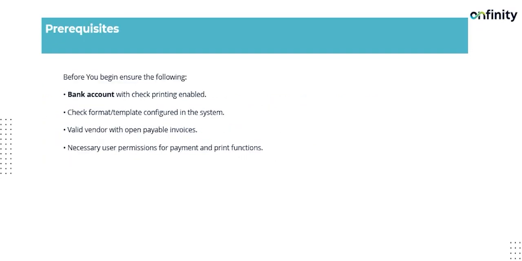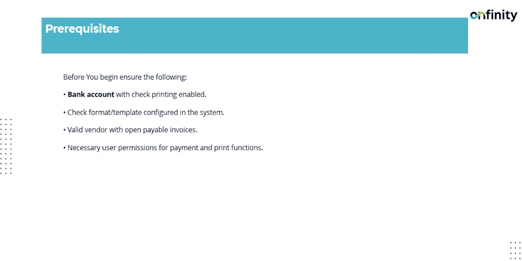Prerequisites. Before using the payment form for check payments, ensure the following configurations are set up in the system. Bank account with check printing enabled. The bank account used for check payments must have check printing enabled. A valid check format template should be configured and linked to that bank account.